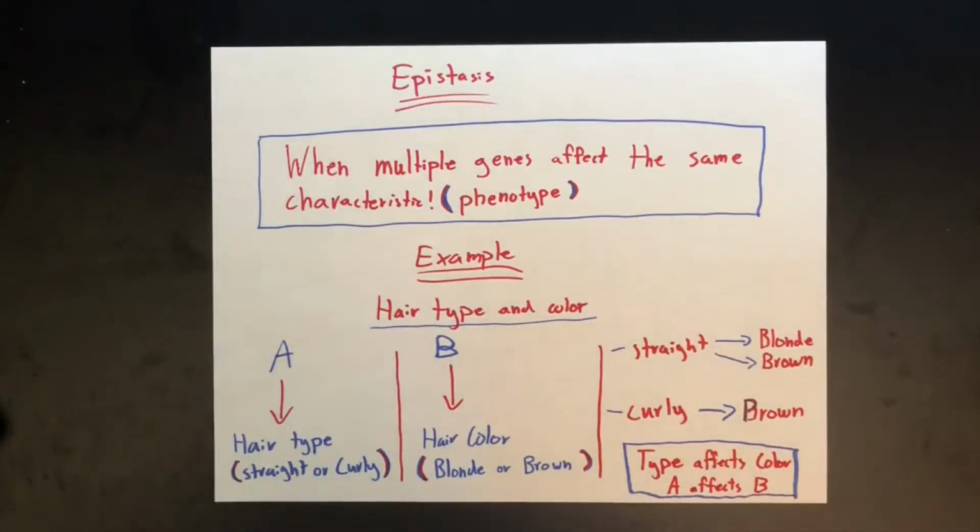Hi everyone, I'd like to teach an important concept to you in the field of genetics called epistasis. Epistasis is the name given to a type of inheritance when multiple genes affect the same characteristic. A characteristic like eye color, for example, is called a phenotype in genetics, whereas the combination of genes that determine the eye color would be called a genotype.